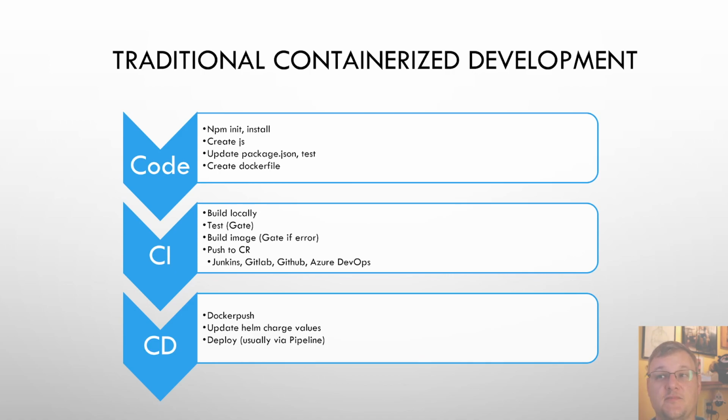The CI, you'd build locally. You'd create some test gates, maybe in a Jenkins file or an Azure DevOps pipeline. You'd push the image gate if there's an error, and then you'd push it to a container registry if it's the right branch. And you could do all this stuff with Jenkins or GitLab or GitHub or Azure DevOps. As far as the CD part, you'd do a Docker push, and then you'd somehow track your Helm changes. You'd update a Helm deploy, add some values, manage secrets, and usually the deploy was handled with some kind of pipeline somewhere.